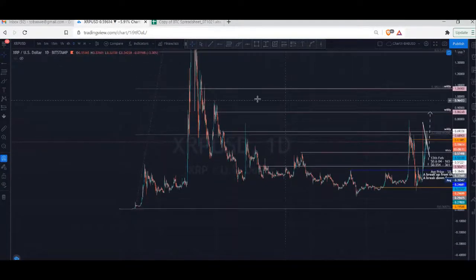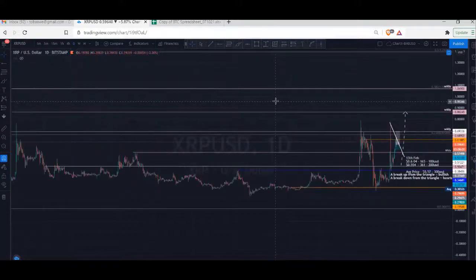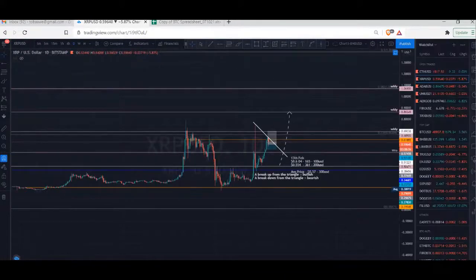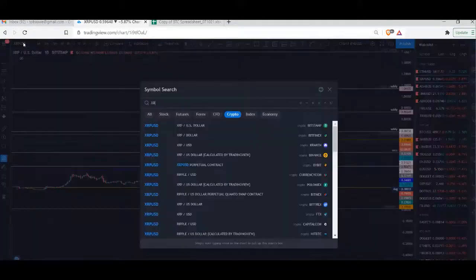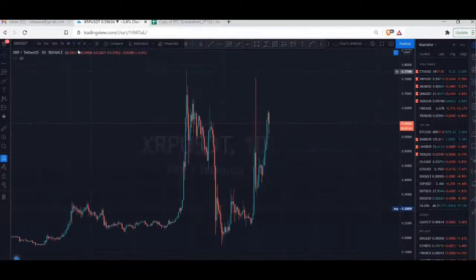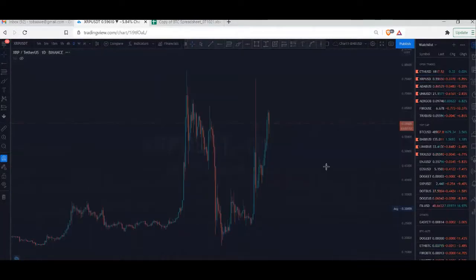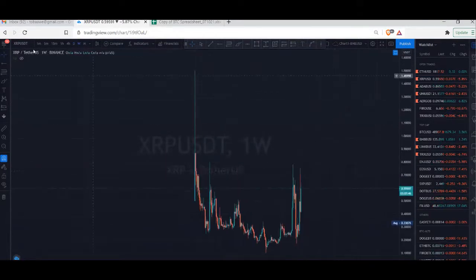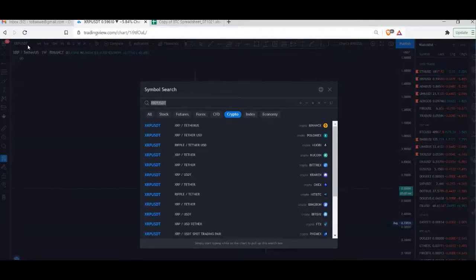There's something I also used to do. Maybe I should look for a fresh chart. Let me look for a fresh chart and do it. XRP USDT. All right, let me use this and do something afresh. So maybe today we can just focus on this Fibonacci. XRP USD.